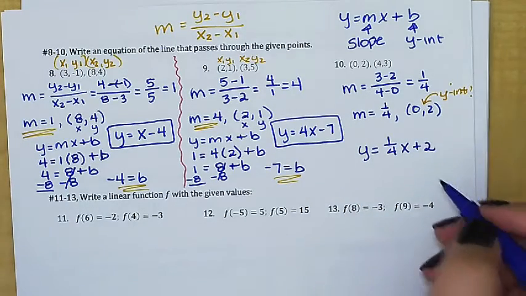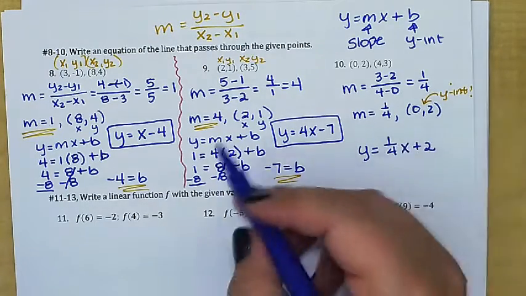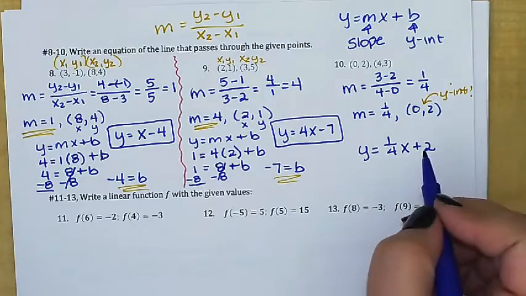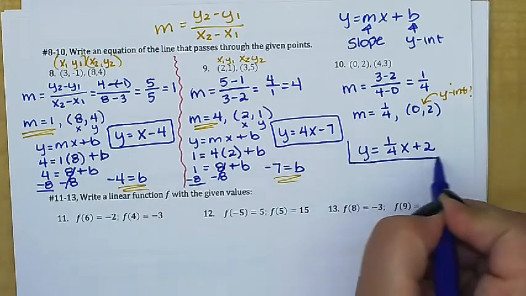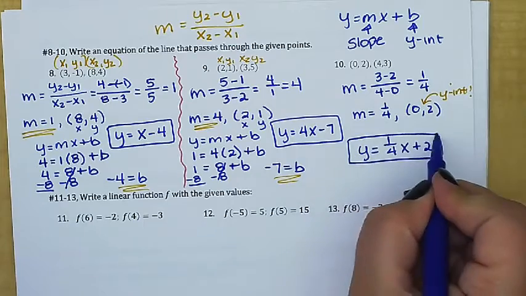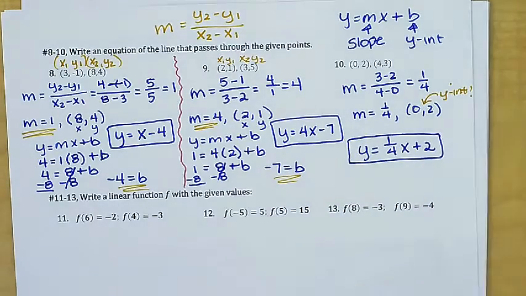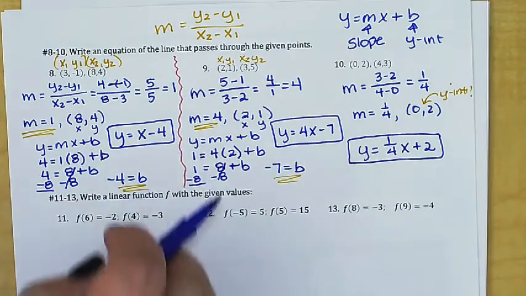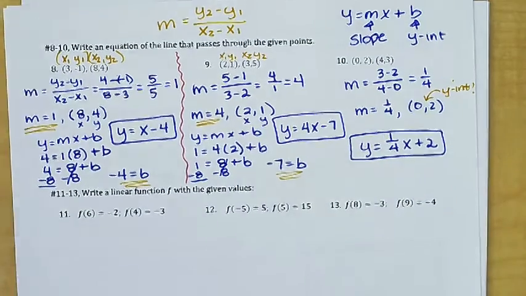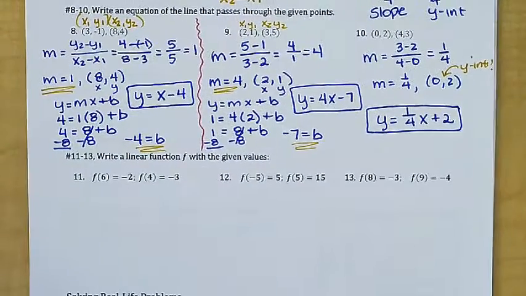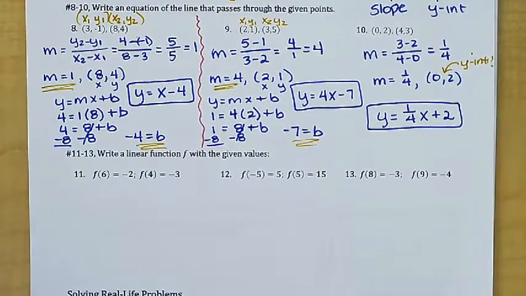Either way, whether you plugged it in, or if you didn't catch it and actually worked it, that shouldn't make any difference. Your y-intercept is always your y-intercept, right? In this case, it is 2. So that is the equation of the line, whether you found the little shortcut there, or did it the more traditional way. That's your equation.